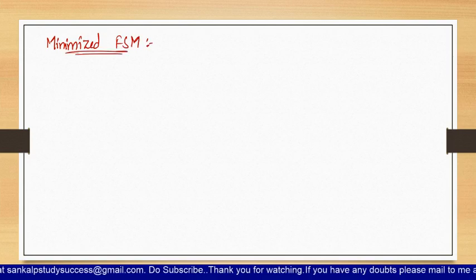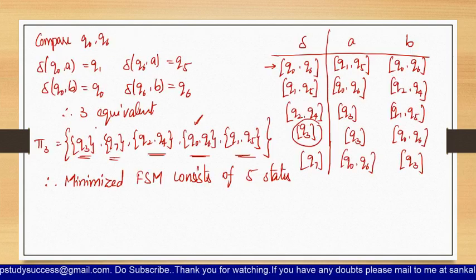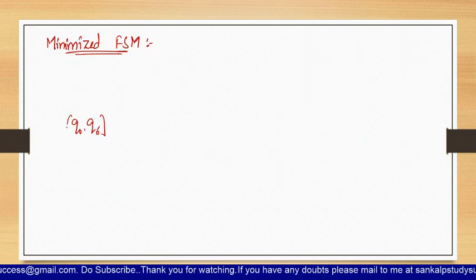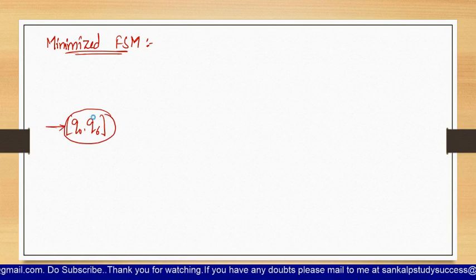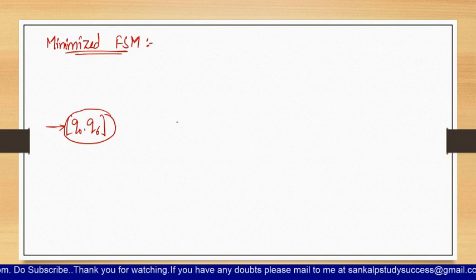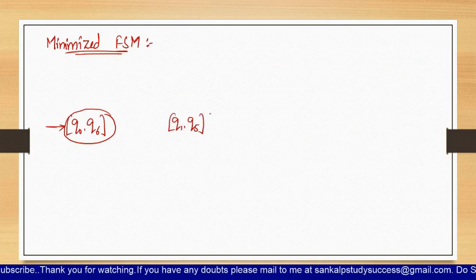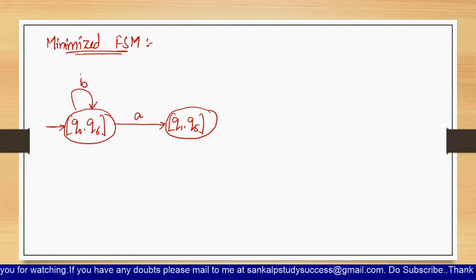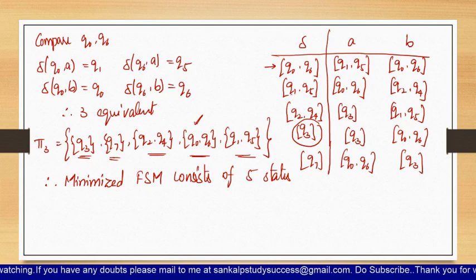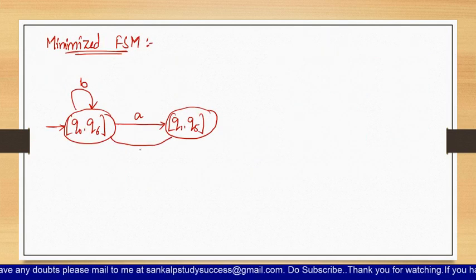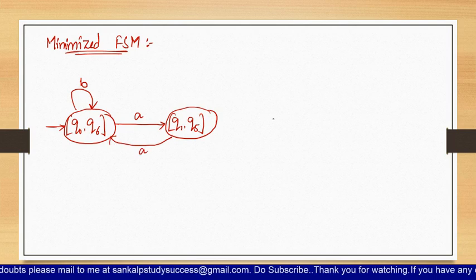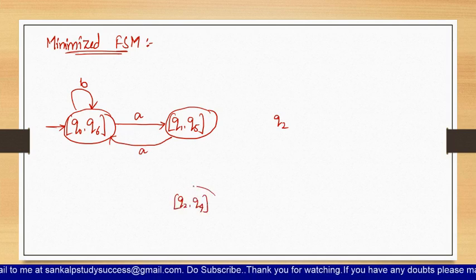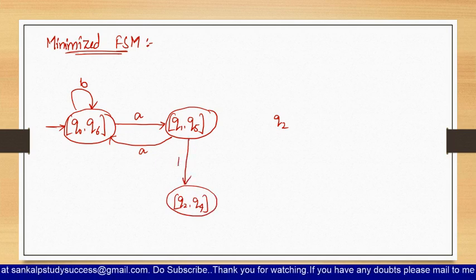Our initial state is q0 comma q6, right? Q0 comma Q6 is the initial state. If you apply A, it goes to Q1 comma Q5, which is another state. By applying A, it moves from one state to another state, and if you apply B, it moves to the same state. So this is the first transition of the initial state. Then if you apply A to Q1 comma Q5, it goes to Q0 comma Q6, that is, it comes back. Then if you apply B, it moves to Q2 comma Q4.